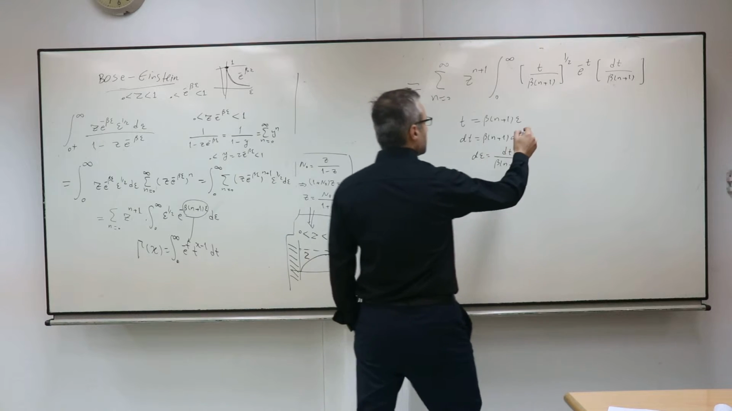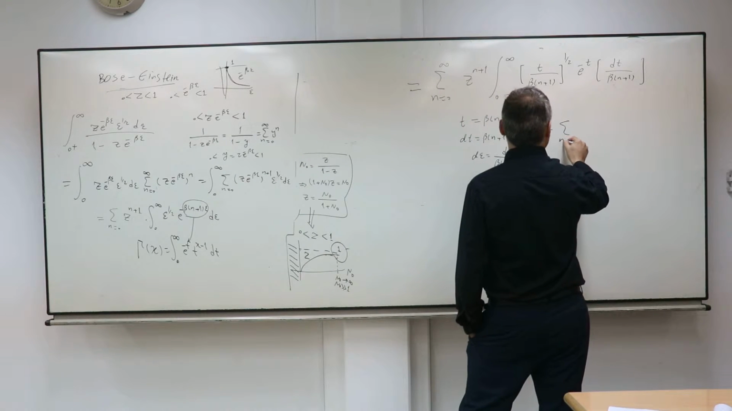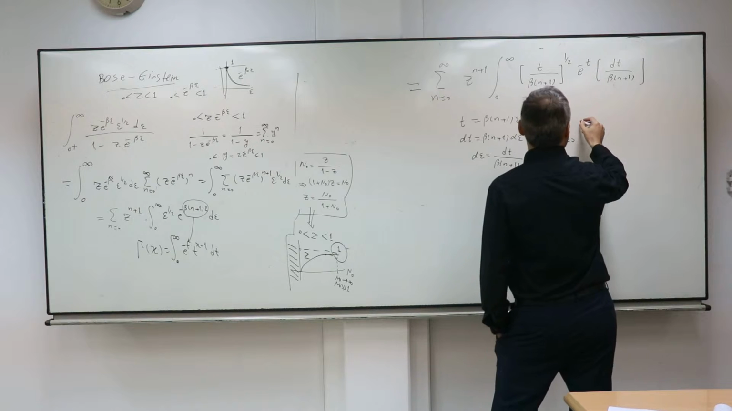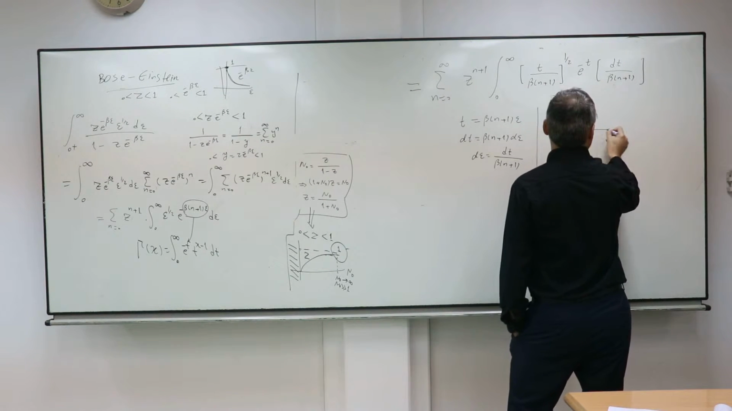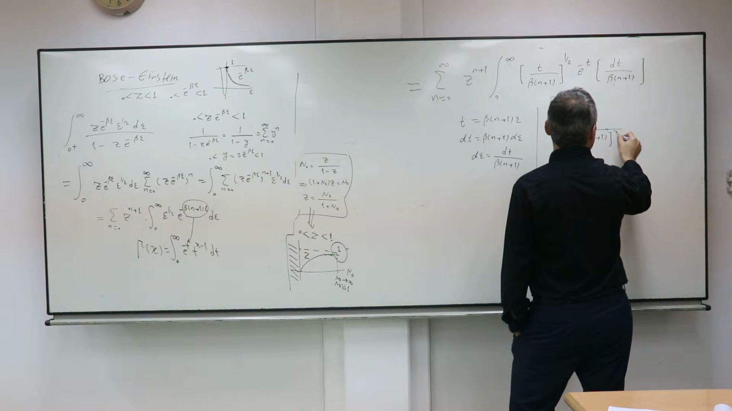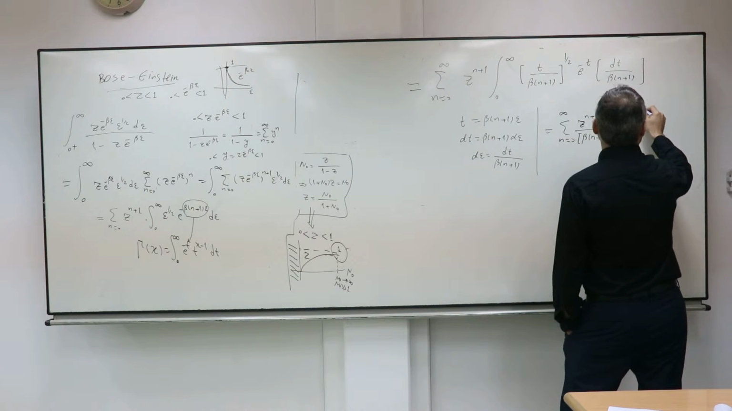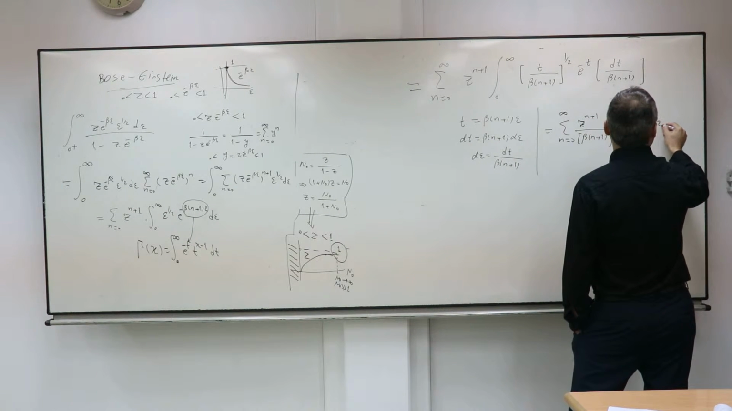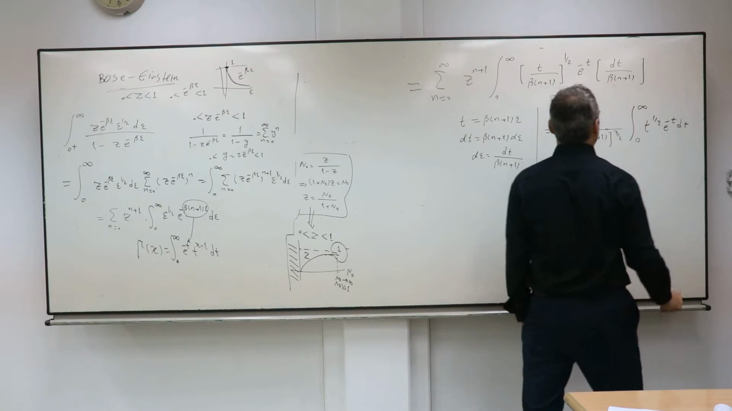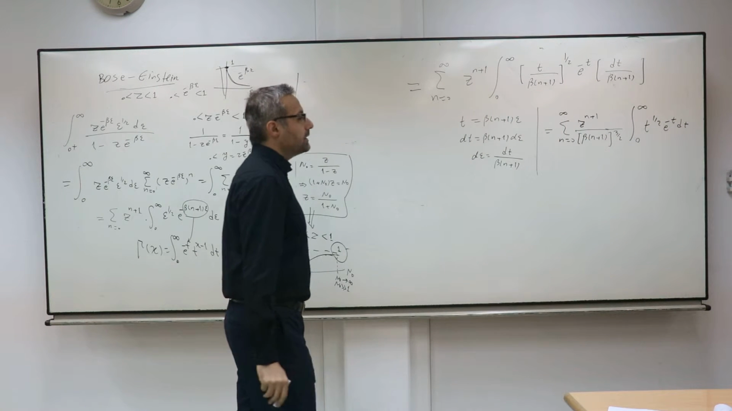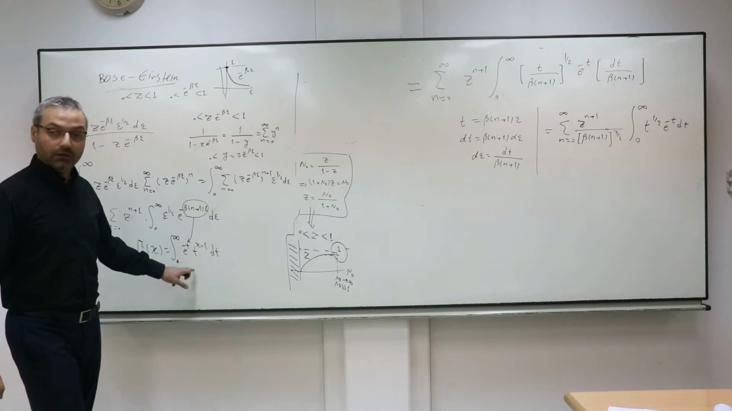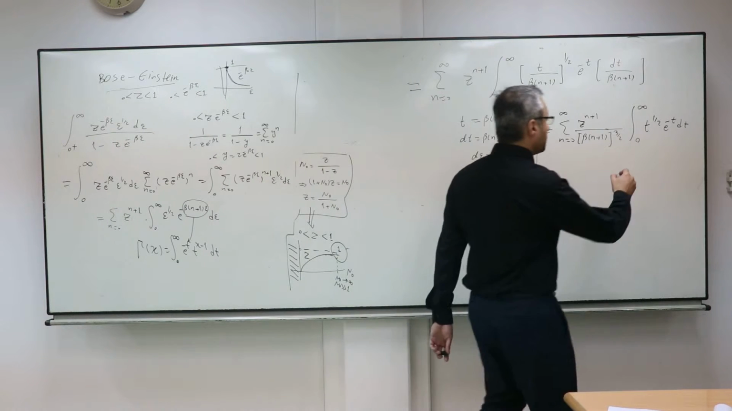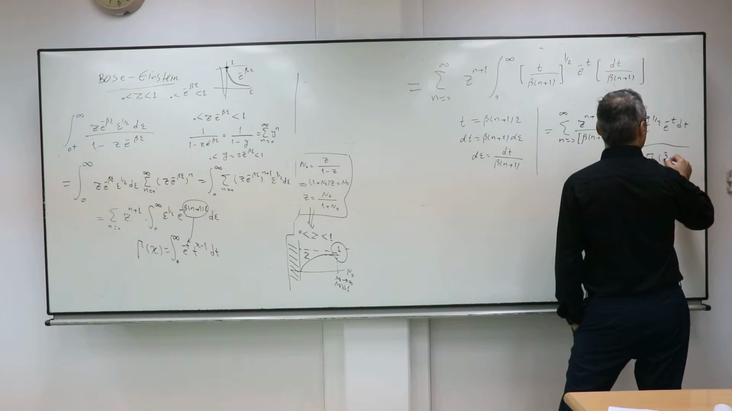So let us simplify. Sum over n from 0 to infinity. Everything related to n I will set outside: beta n plus 1 to the power 3 over 2. So you have just the integral 0 to infinity t to the power 1 dt. And what is that? This is the gamma 3 over 2. By the definition, this is gamma 3 over 2.